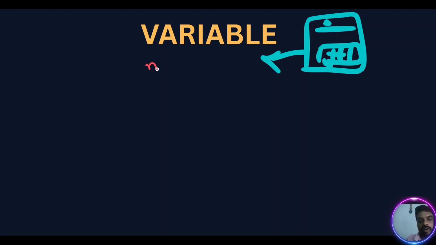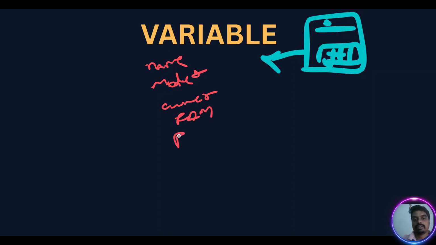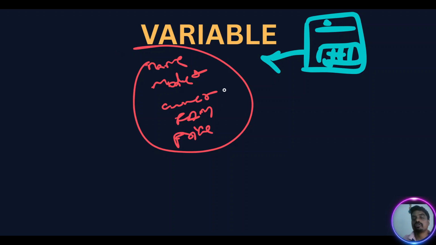some specifications like camera, RAM, price. I want to store these values in my program or my application. How can we collect them?